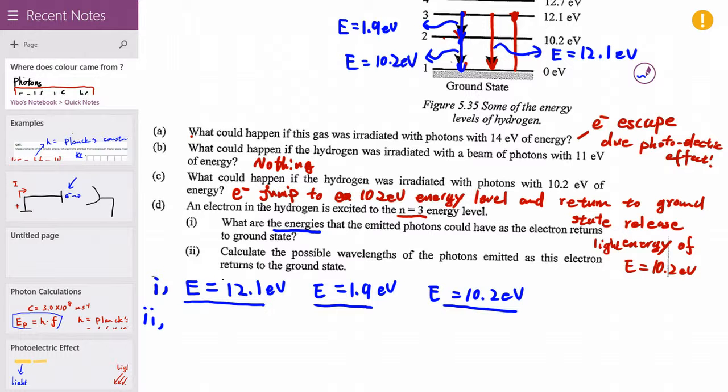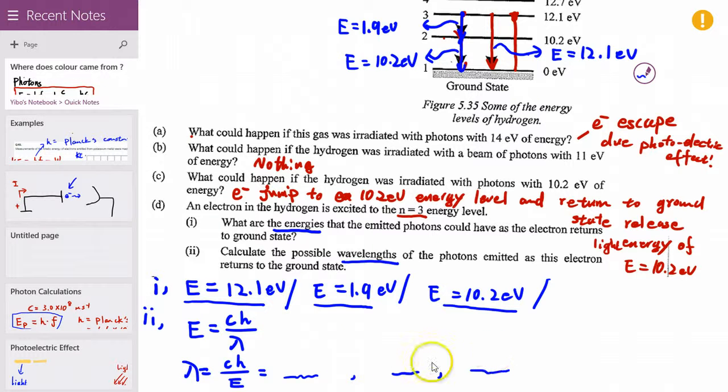Okay. So remember the equation. In this case, we're looking for the wavelength. So energy is c h divided by the wavelength. Sorry, wrong equation at first. For each of these three energy levels, we can rearrange the equation and just substitute the numbers in. You'll be able to find three different wavelengths, which are the wavelengths of the light that it would emit in this case.